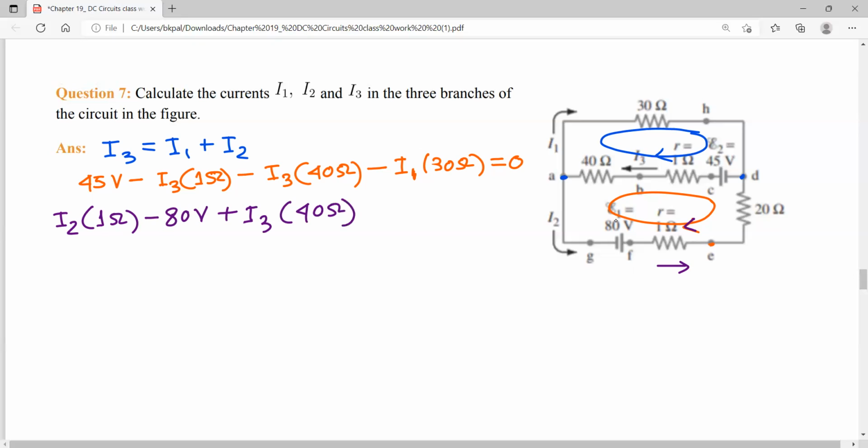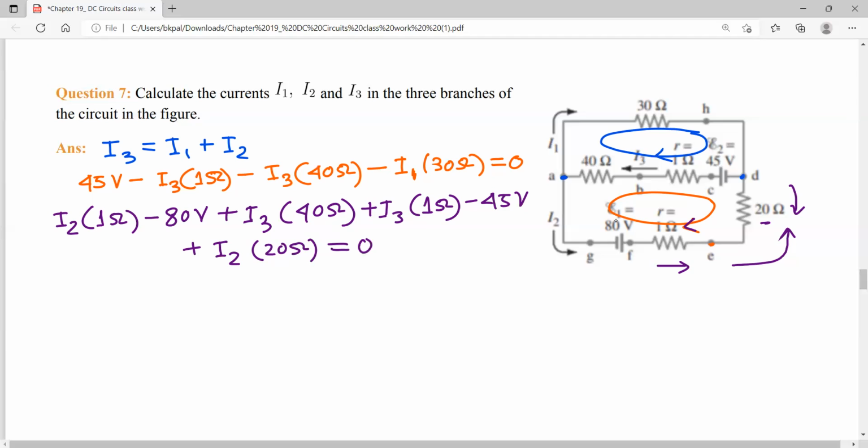And then again positive for the internal resistance, and negative for 45 volt because my direction of traveling is from the positive terminal to the negative terminal. And then one thing is this one: if my direction is this and here the current I2 is flowing in this direction, again it is positive because my direction and the direction of current are opposite, so I2 20 ohm. All right, so these are the three equations.